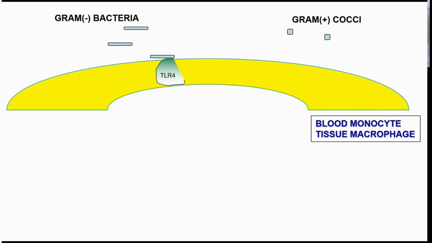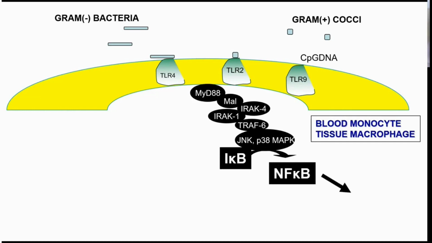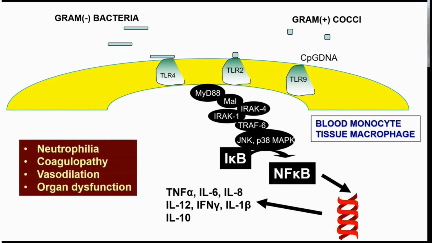The endotoxin binds to TLR4, peptidoglycan to TLR2. Even bacterial DNA binds to TLR9, and all of a sudden, a whole series of intracellular reactions takes place, which leads to the activation of NF-kappa B, and this triggers the gene expression of pro-inflammatory cytokines, and these pro-inflammatory cytokines induce neutrophilia, coagulopathy, vasodilation, and organ dysfunction. So, we need to handle that.